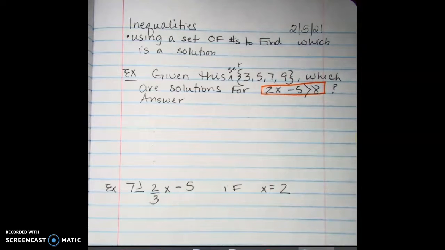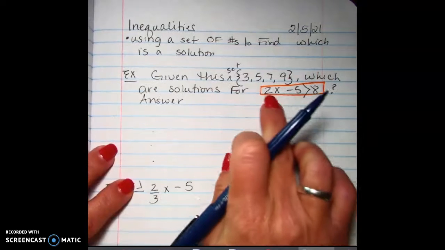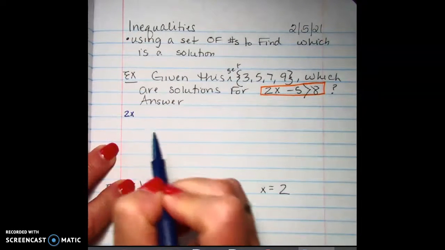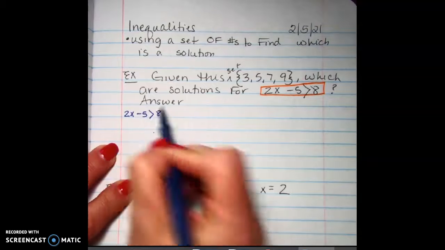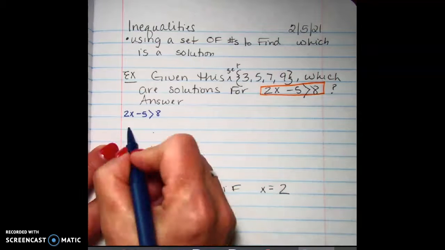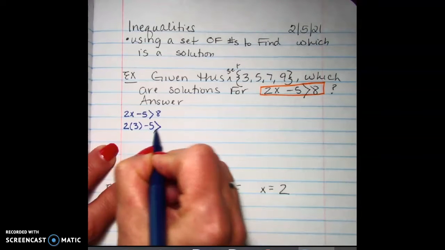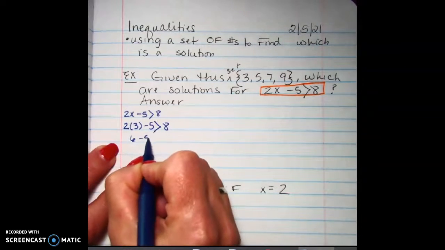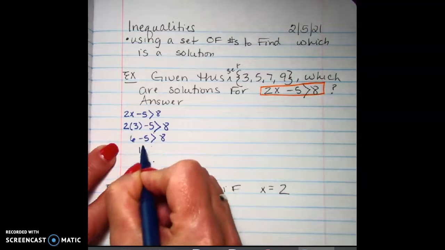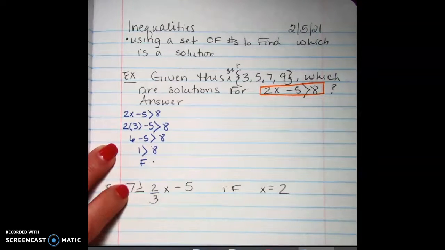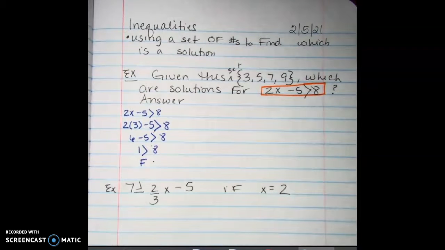So what do we have to do? We have to check all of them out, or maybe only just a few, to make sure that we can solve. I'm going to put my answer here, so I'm going to skip that space. And now what I'm going to do is write down my problem. And I'm going to start to substitute in with the first number. So 2, that means times, minus 5 is greater than 8. 6 minus 5 is greater than 8. 1 is greater than 8. That's false, so that's not going to be part of my solution or my answer.